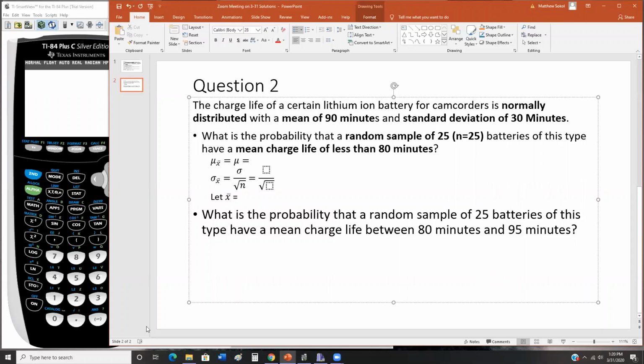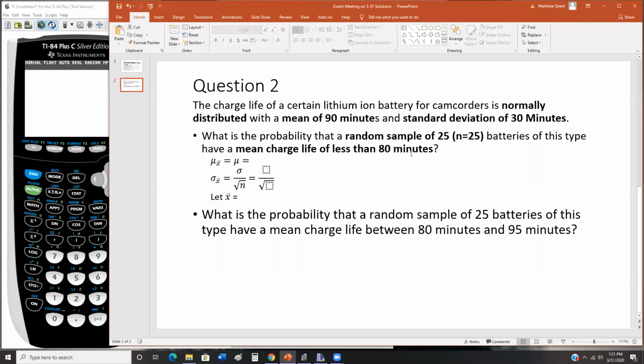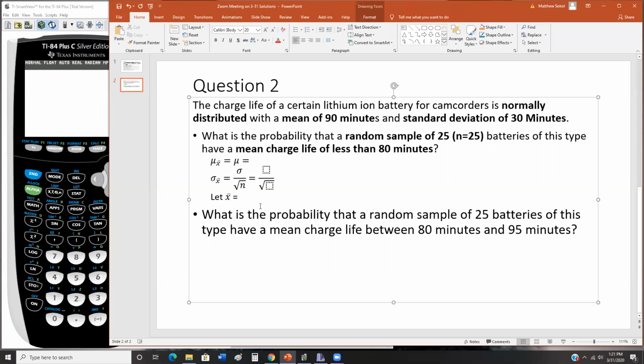That's exactly right. If you look under question 1, it's always like 1 resident. What's the probability that 1 resident works more than 84 hours? This one, I'm saying, let me take a sample of 25 camcorders, compute the average of those 25 camcorders, and then find the probability that that average is less than 80 minutes. So here's the whole crux of the problem. When I randomly sample 25 camcorders, I have no idea what the average is going to be. So I'm going to define this variable: I'm going to let X bar be the sample mean charge life from 25 batteries. Okay, so that's my X bar here.